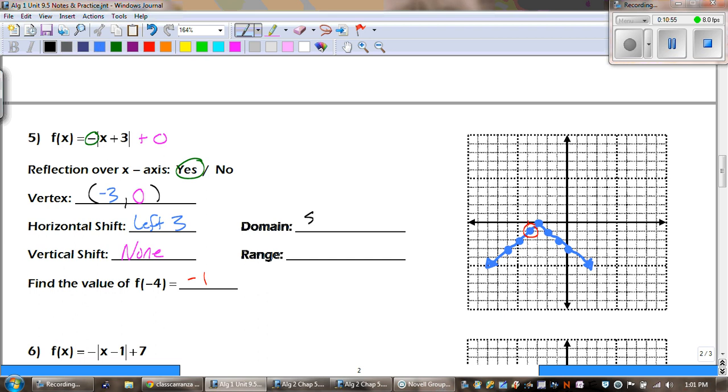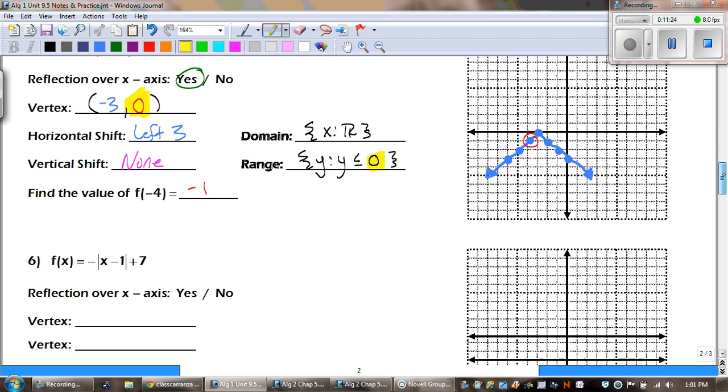Our domain, the domain for an absolute value is always all real numbers. But our range, remember, our range is really connected to our vertex, okay? So is it y greater or equal to 0 or less than or equal to 0? Okay, the reflection tells us that it's less than or equal to 0, okay?